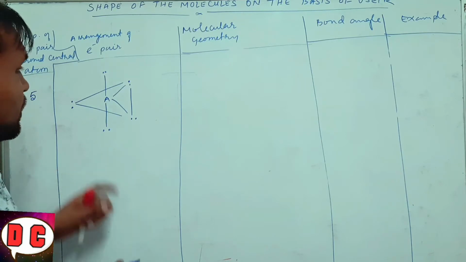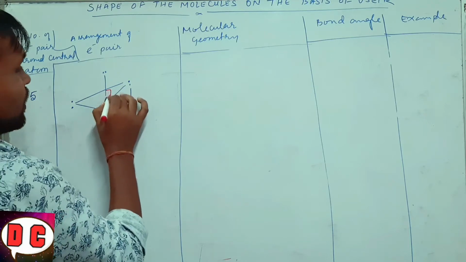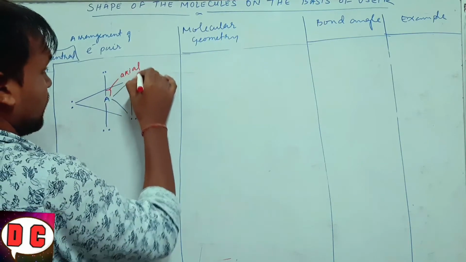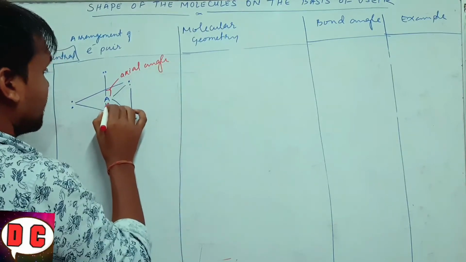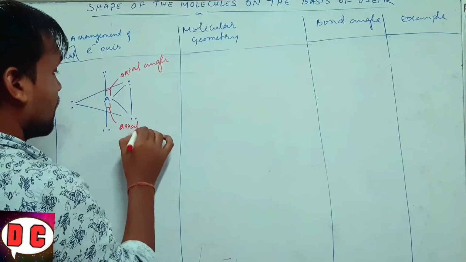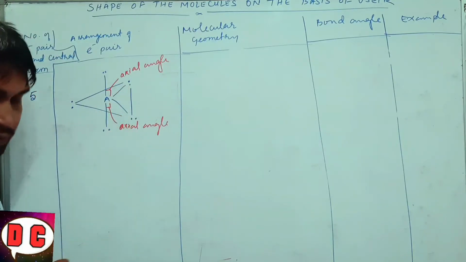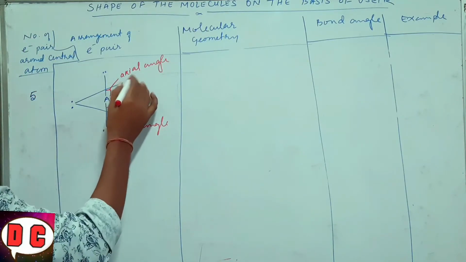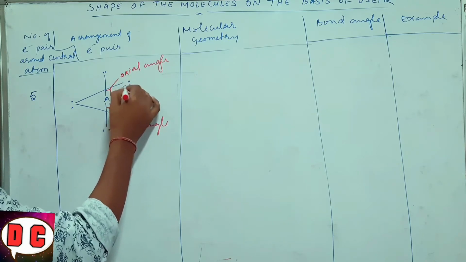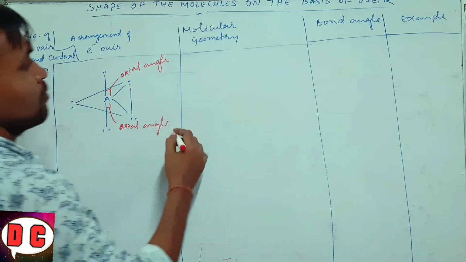And here there are two types of angles: axial and equatorial. The axial angle will be here, two axial angles will be there. And the equatorial angles, there will be 3: 1, 2, 3 angles will be there, which will be called equatorial. So how will the molecular geometry be?